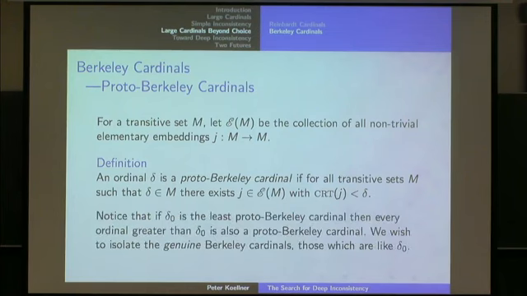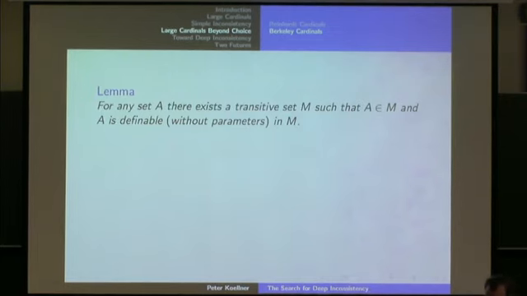But it's a degenerate notion because if delta is the least proto-Berkeley cardinal, then every ordinal greater than delta is also a proto-Berkeley cardinal. And you know, you don't want that. So what we want to do is isolate the genuine Berkeley cardinals from the proto-Berkeley cardinals. And you do that with a theorem that's based on a lemma. The lemma says that for any set A, there exists a transitive set M such that A is in M and A is definable without parameters in M.